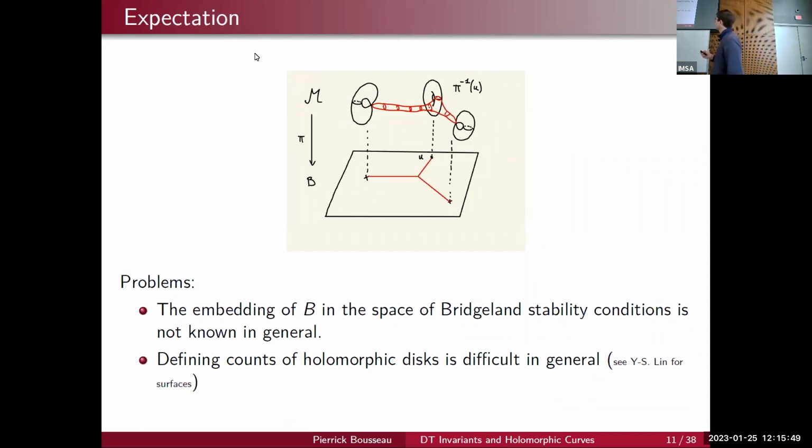Okay, so to make this kind of picture precise, there are several issues. One of them is that the embedding of this base B of the torus fibration in the space of Bridgeland stability conditions is not known in general. And the related issue is that in general it's quite difficult to make sense of the count of holomorphic disks. So it's related to the general problem of counting holomorphic disks for mirror symmetry.